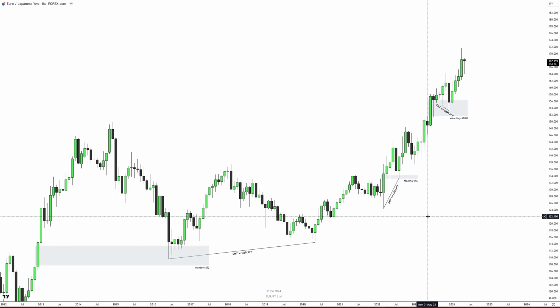Fundamentally, the yen is weak, very low interest rate against the higher interest rate of the eurozone. We can see that bullish PDRAs are being respected, monthly internal range liquidity here, and whilst doing so and mitigating those PDRAs, we form SMT with the correlated asset being the pound against the Japanese yen.